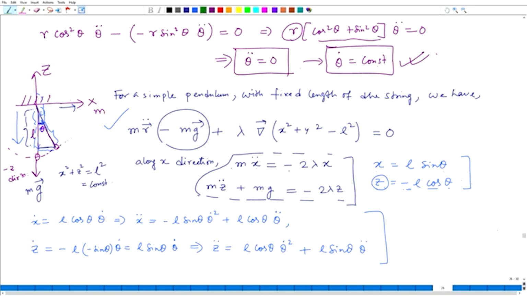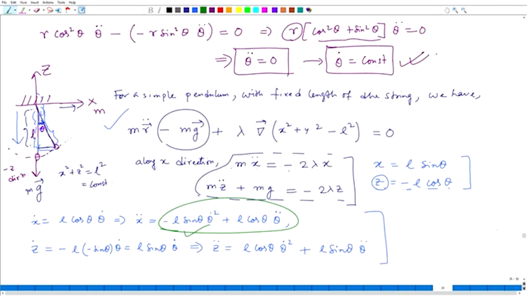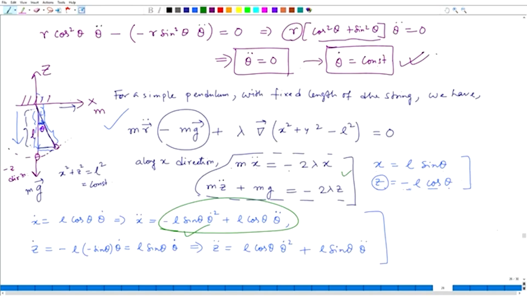So, m times the whole thing, m times this thing, okay, and I can say that minus L sin theta, theta dot square, plus L cos theta, theta double dot, minus L sin theta, theta dot square, plus L cos theta, theta double dot, is equal to minus 2 lambda x. So, if you remember this equation, okay.